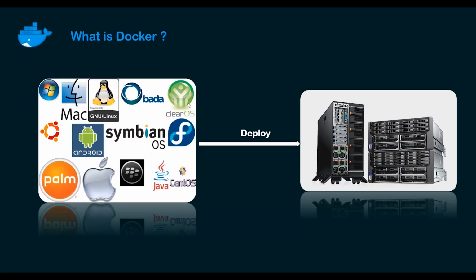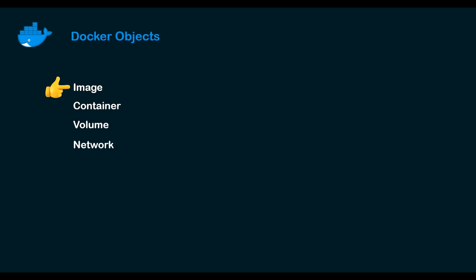You can see on this image, we have here a bunch of operating systems that we can deploy into a remote server. Take Docker like an operating system that you can deploy into a remote server. And this operating system contains some applications. Now, we are going to talk about Docker objects like image, container, volume, and network.